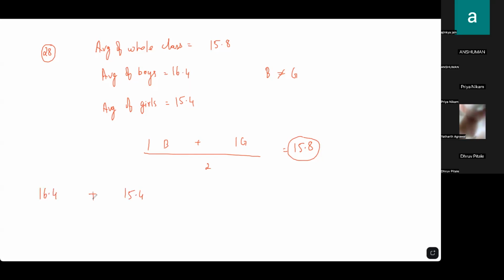Yes, sir. ऐड करेंगे तो कितना आता है? 31.8. इसको डिवाइड बाय 2 करेंगे तो हमारे पास आंसर आएगा 15.9. करेक्ट? So this average is not possible. That means number of boys and girls are not same. Has everyone understood this? Yes, sir.